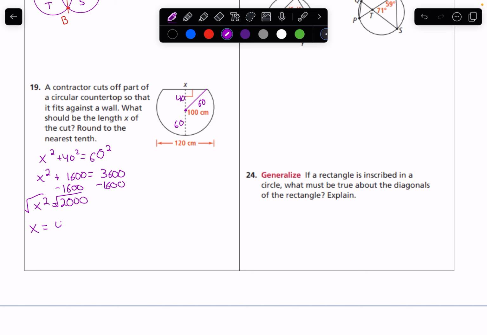And that's only for half of the counter, for half of that edge. So we'll need to make sure to double that so we get the entire length of the cut, the entire length of the chord. So then the chord is equal to double that, which is 89.4.